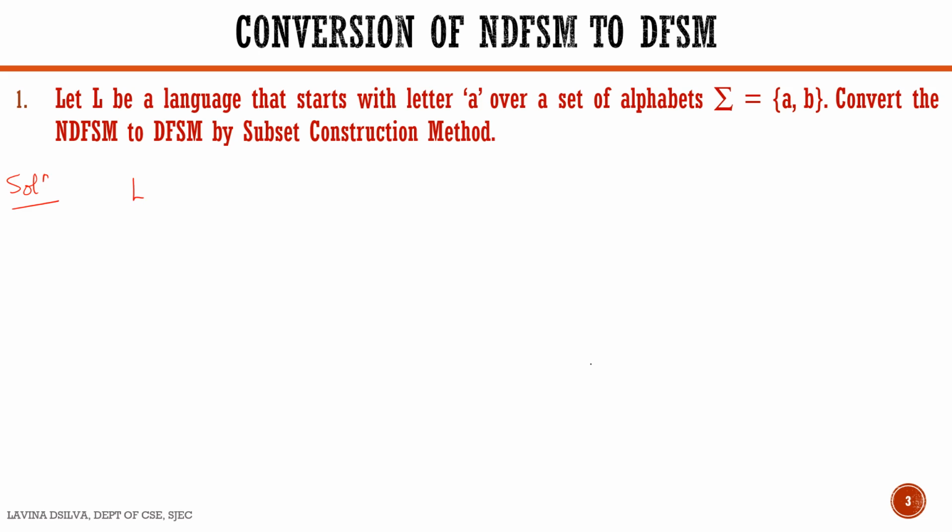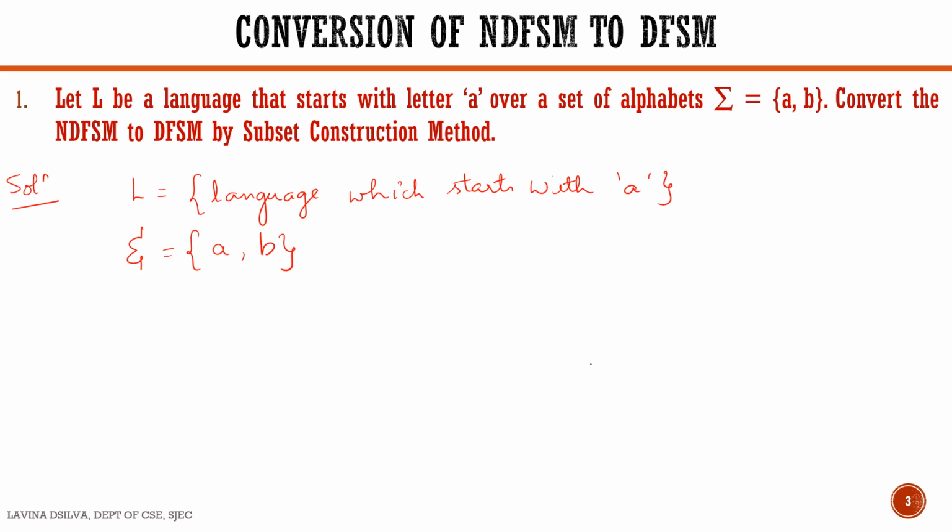I'll consider L to be a language which starts with letter A, and the input alphabets are A, B. Therefore, if we are constructing an NDFSM, the strings of the language should always start with letter A. So this first character is fixed in the language, and then it can have any number of A's and B's.